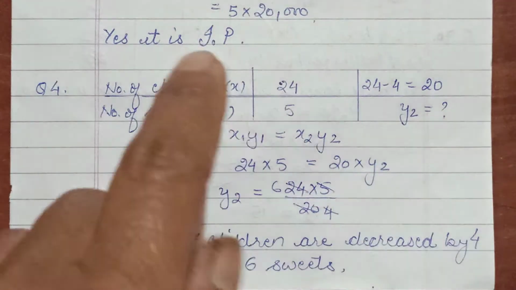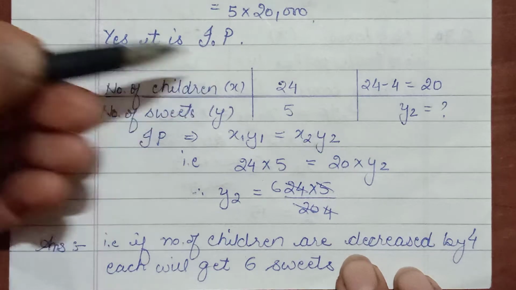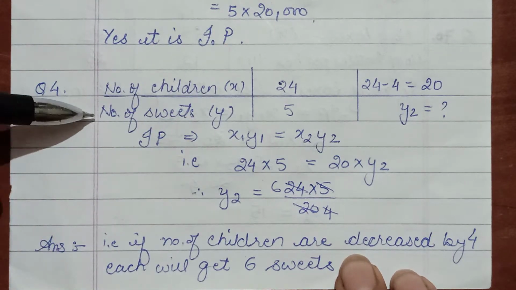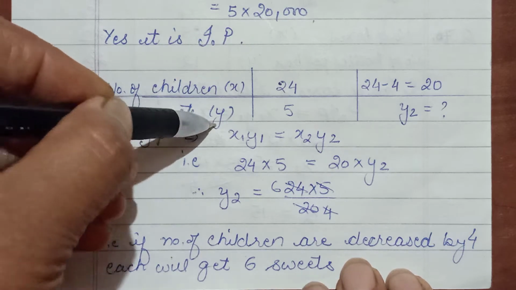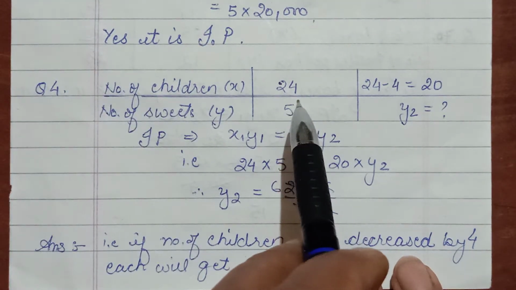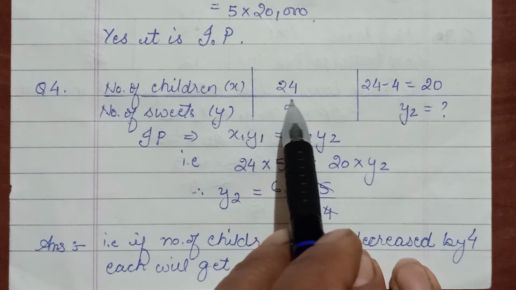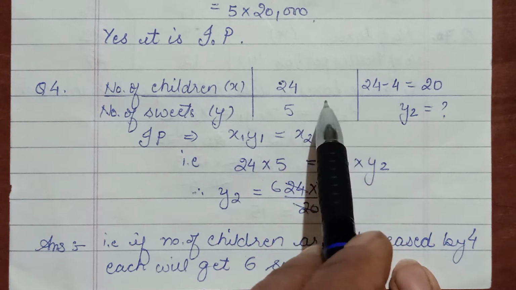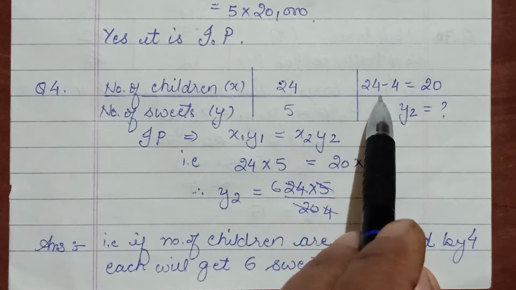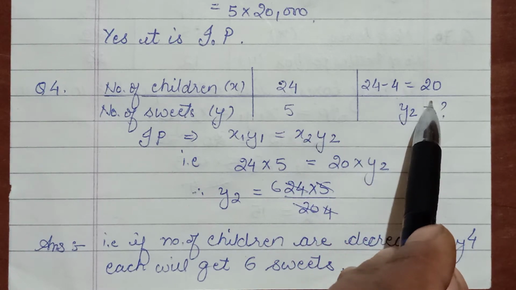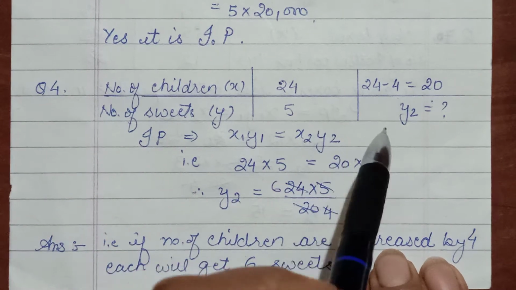So here, the two quantities we were talking about are the number of children, which I am representing by x, and the number of sweets each child is getting, represented by y. In the first case, there were 24 children and each was getting 5. Next, they are saying the number of children is reduced by 4. So 24 minus 4, now the number of children is 20. So how many sweets would be in the share of each?